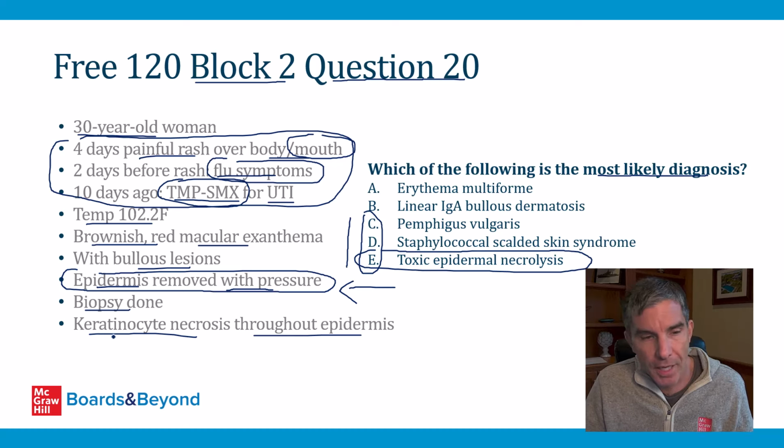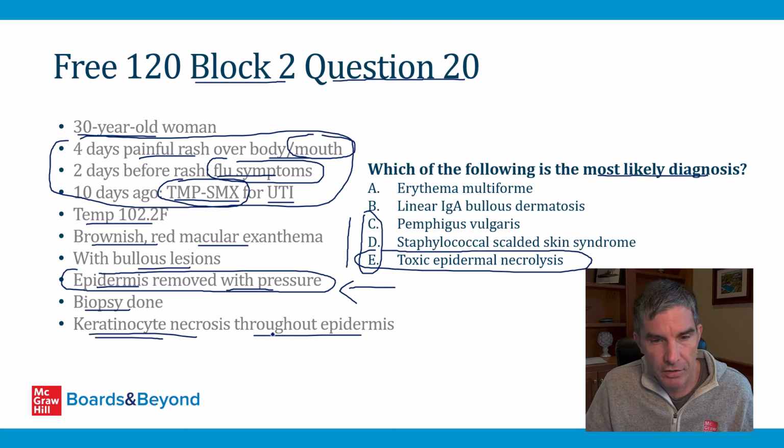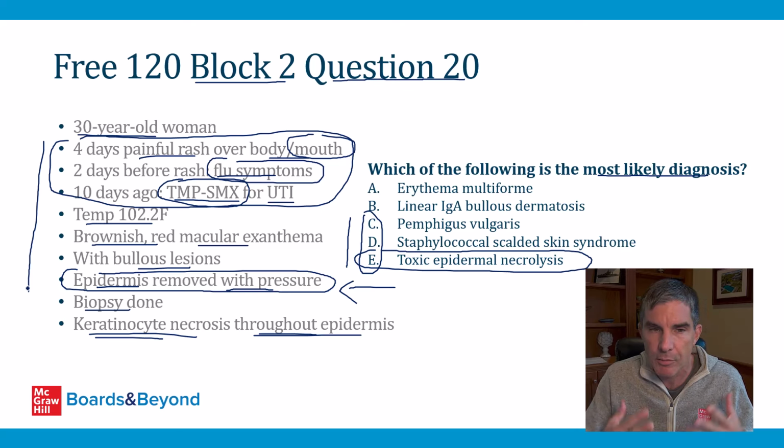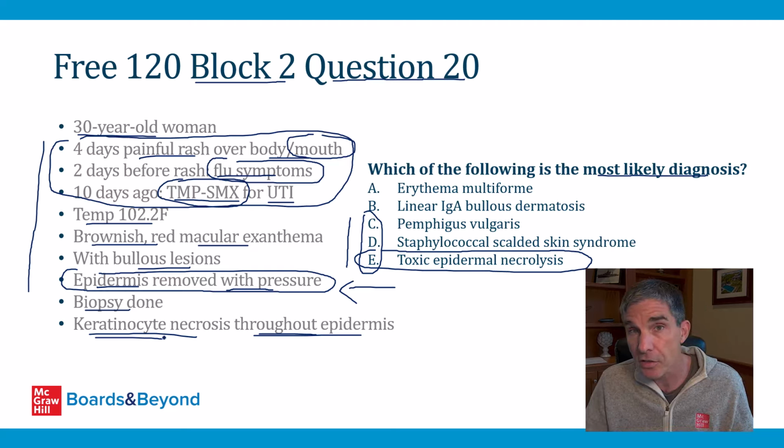And then they tell you a biopsy is done. It shows keratinocyte necrosis throughout the epidermis. This is also a classic finding of TEN, but you really don't need to know this to answer the question. All these features up here are so classic for TEN, and they don't fit with any of the other answer choices. So once again, burn this presentation into your mind, a very classic presentation of toxic epidermal necrolysis. Okay, let's talk about the wrong answers.